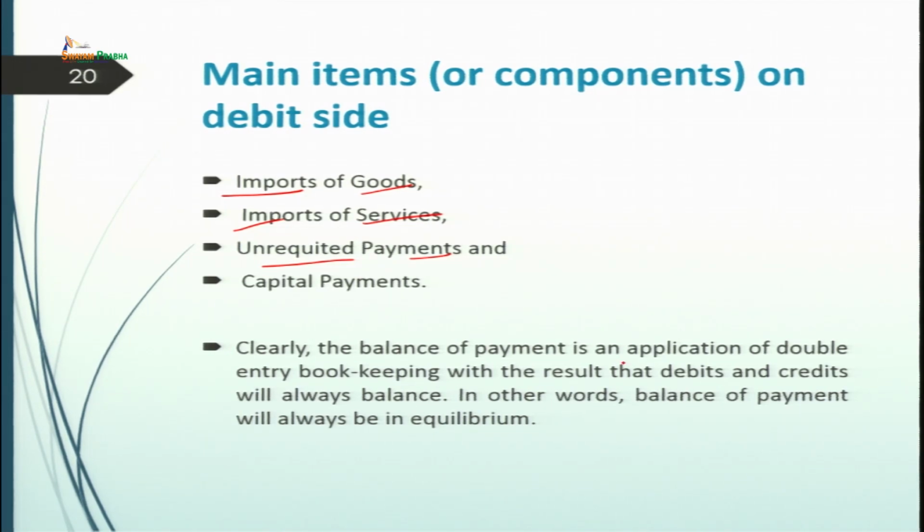So clearly the balance of payment is an application of the double entry bookkeeping system, with the result that debit and credit will always match. It is a bookkeeping system where the debit and credit sides both should be balanced at the end. In other words, the balance of payment will always be in equilibrium. As we have just seen in the case of the balance of trade, there are three different stages: surplus, deficit, equilibrium. But in the case of the balance of payment, it is always going to be in equilibrium. The debit and the credit side both have to be balanced out.